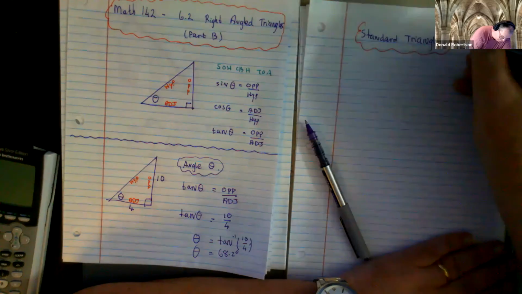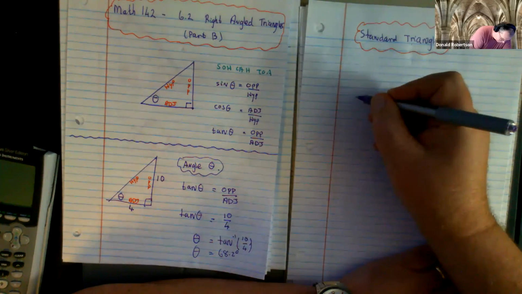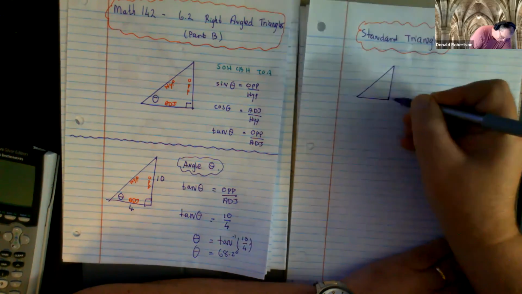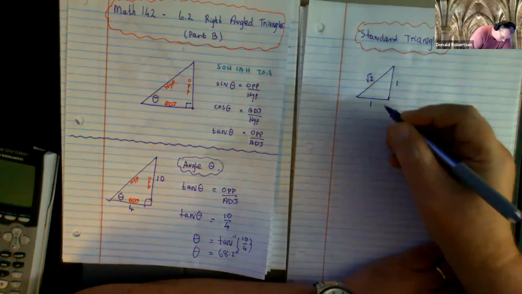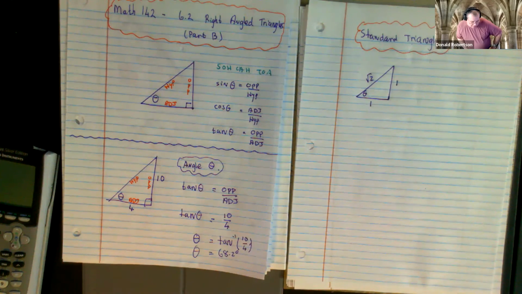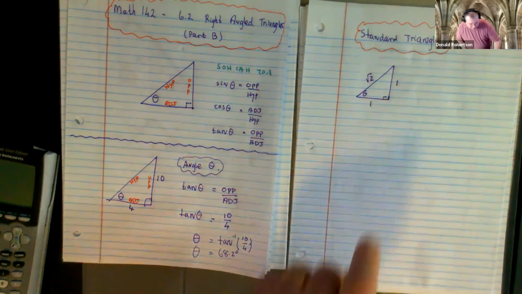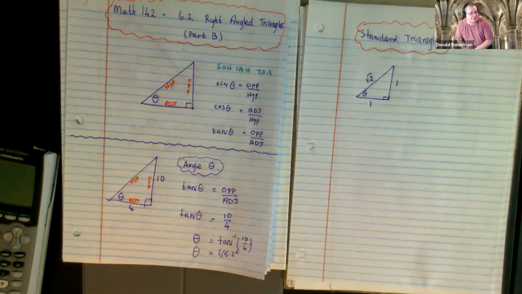There are two standard right angle triangles. One of them looks like this, and it's 1, 1, square root of 2. I'll put the theta there. Now, this right angle triangle has two sides that are the same and the hypotenuse is √2. That's the shape of it.